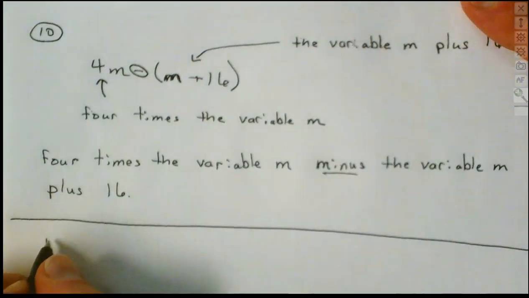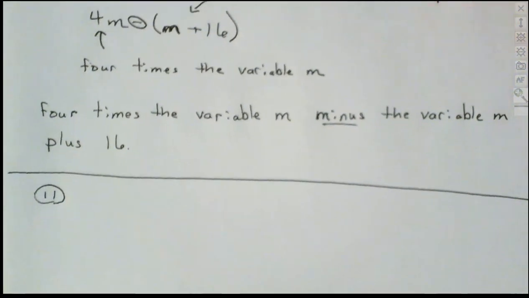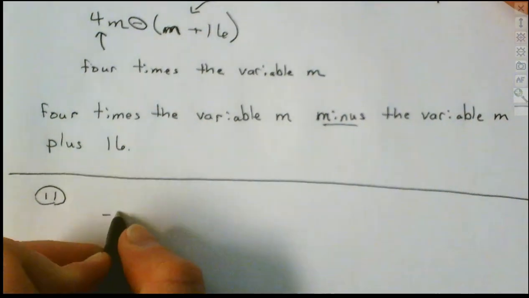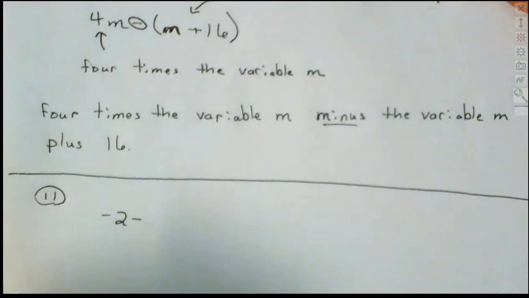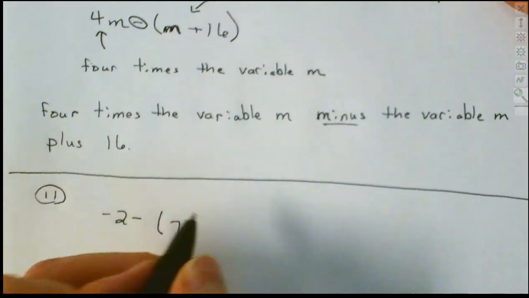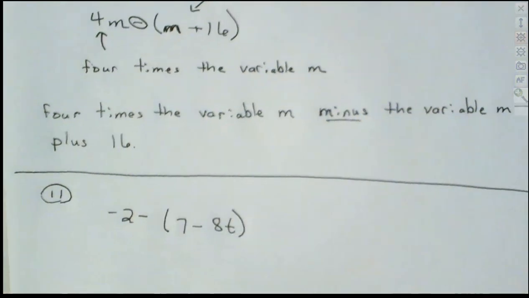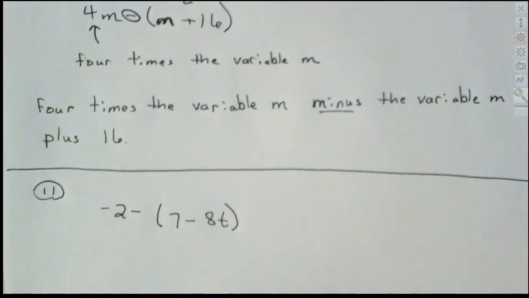Question 11 is a good question because it makes us use the order of operations. We go through our different properties. Okay, so this is a good problem to look at because this makes us use our different properties. Now, we want to simplify this down as far as we possibly can.